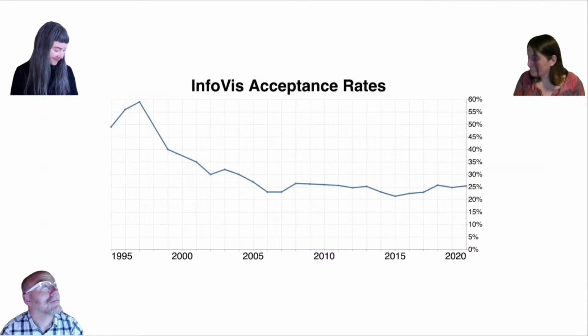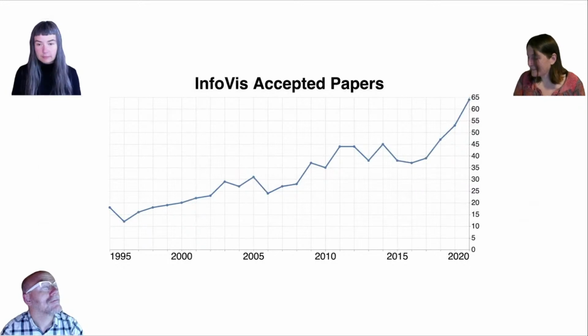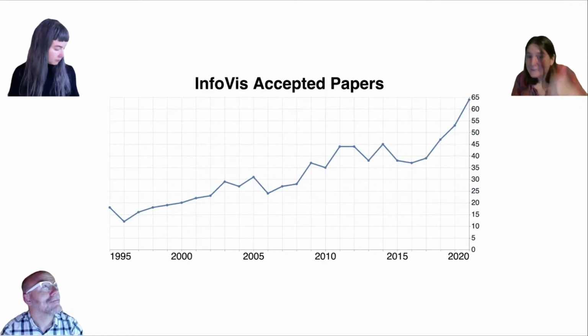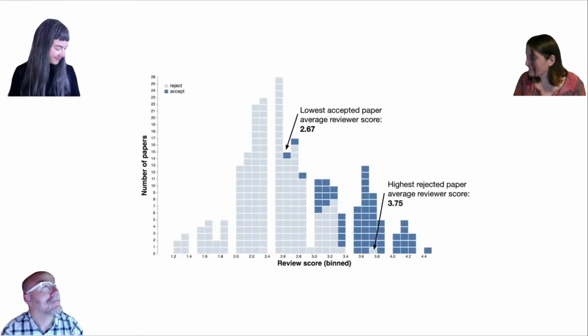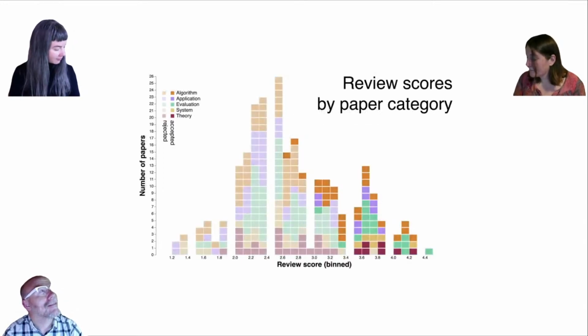The acceptance rate of 25% has remained stable over the last decade or so, although the number of papers submitted to InfoVis continues to grow to a record 64 this year. The scores given to each paper by the 4 reviewers influences the decision to accept or reject, but doesn't wholly determine it. Discussion amongst reviewers and fit within the conference also plays a role.